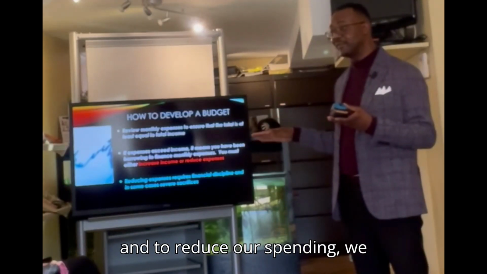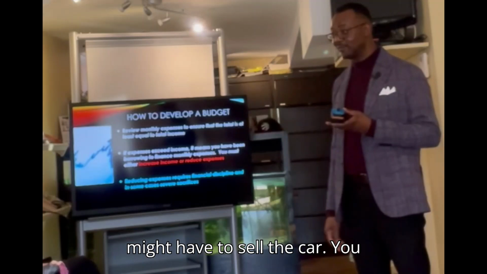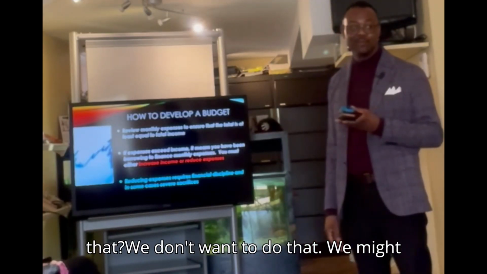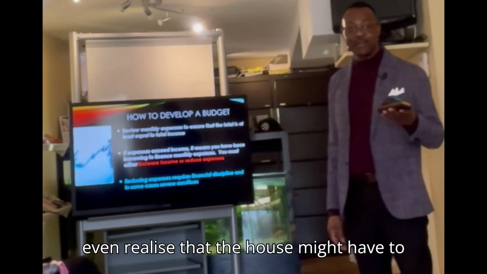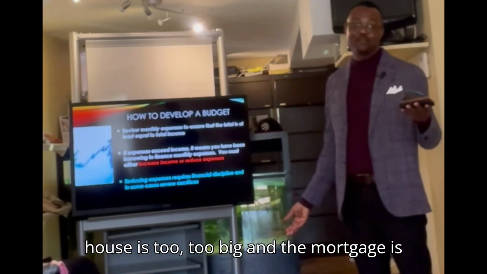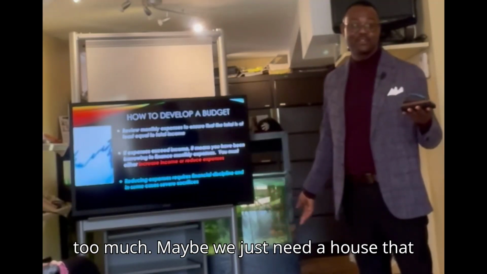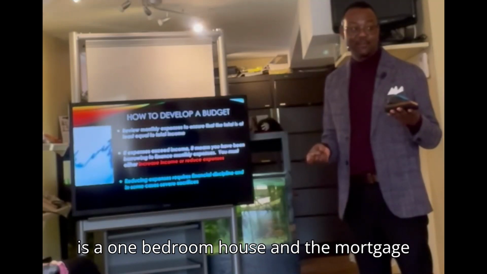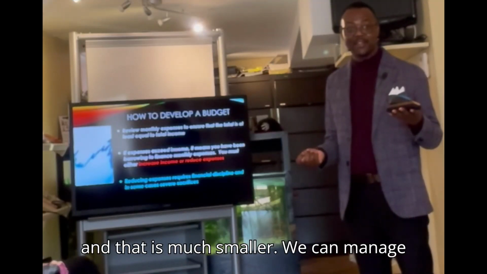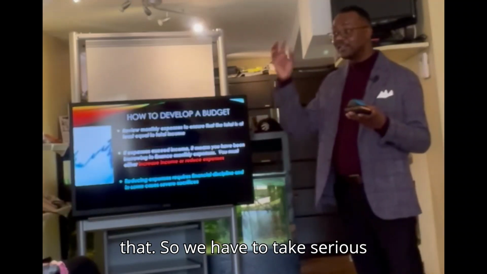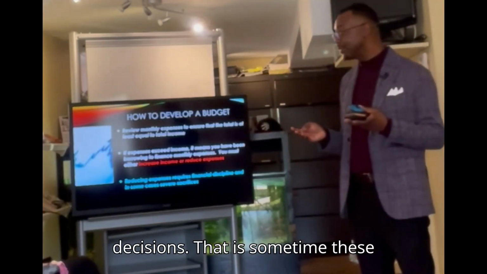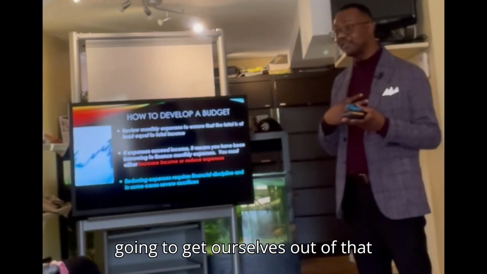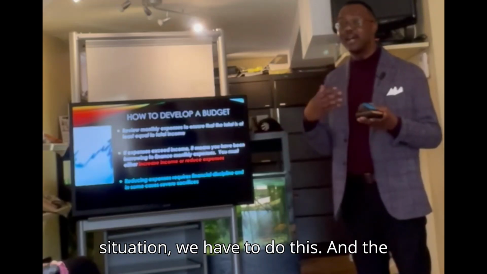Because we might recognize that in order for us to really take control of our finances and reduce our spending, we might have to sell the car. You see what I mean? Who's going to want to do that? We don't want to do that. We might even realize that we might have to sell the house, because the house is too big and the mortgage is too much. Maybe we just need a one-bedroom house, and the mortgage on that is much smaller. We can manage that. So we have to take serious decisions. Sometimes these decisions are very difficult. But the truth of the matter is, if we're really going to get ourselves out of that situation, we have to do this.